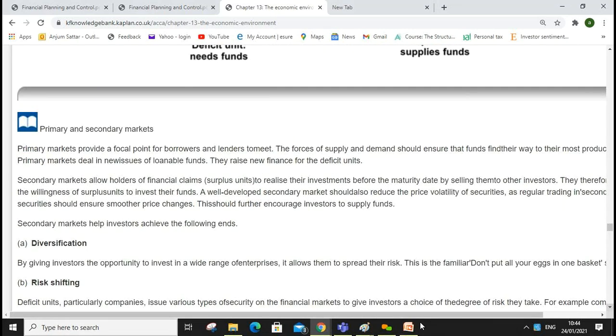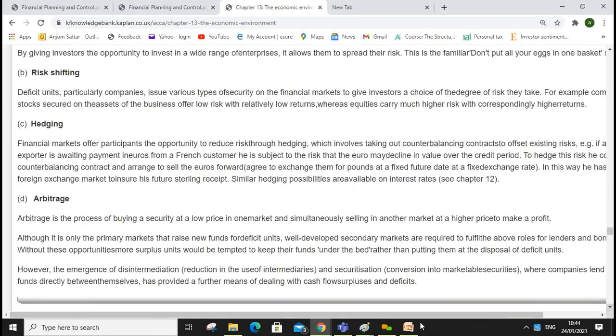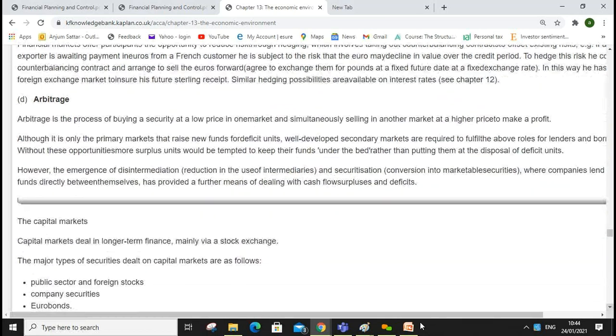The primary market provides the focal point for borrowers and lenders to meet, and the secondary market is for second-hand securities, like the different brokers. So we can diversify, we can shift the risk, and we can hedge, meaning the foreign currency can fluctuate, so we can pay money to the bank and hedge it. Arbitrage theory we also learn about in another unit. Arbitrage is a process of buying a security at a lower price in one market and subsequently selling it in another market at a higher price, so we can earn the profit.